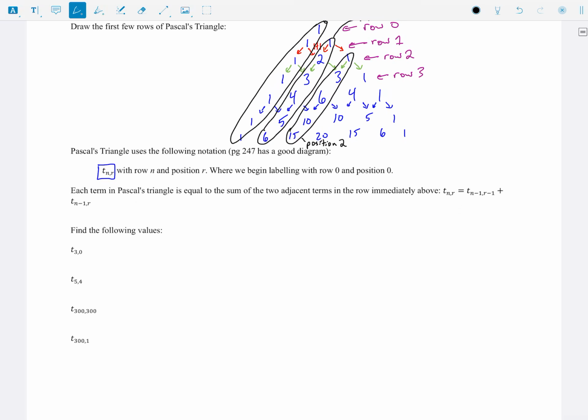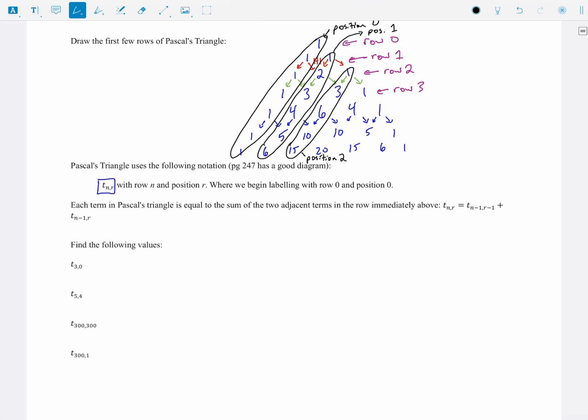Each term in Pascal's triangle is equal to the sum of the two adjacent terms in the row immediately above. So in the notation, T of N, R is equal to, and that's unfortunate, that showed up in the next line, so let's add it here. T of N minus 1, comma, R. This is how you find out the next position.